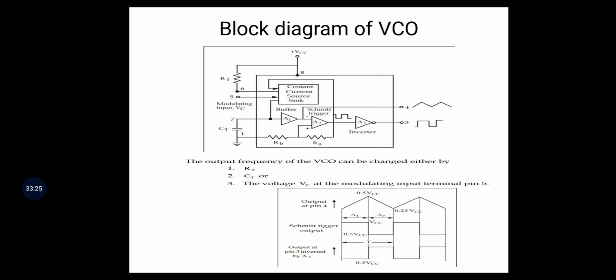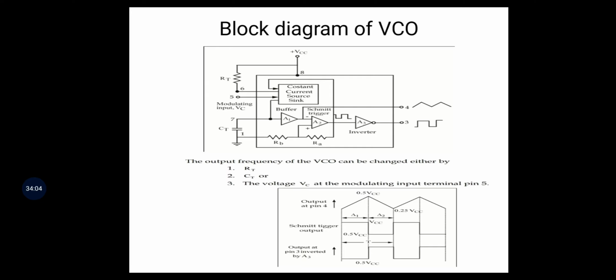The graph shows the different waveforms at output pin 4, the Schmitt trigger output, and the output at pin 3. The triangular wave at pin 4 is converted to a square wave at the Schmitt trigger output.